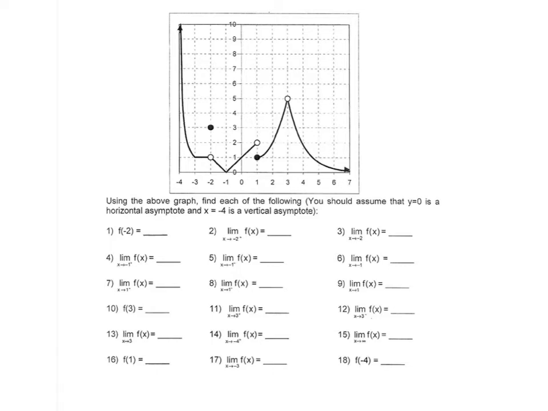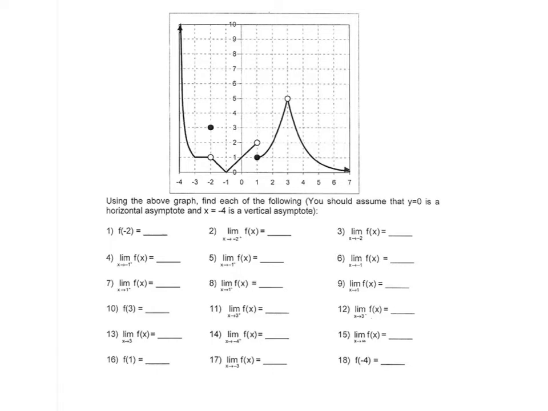Okay, hopefully you've done all of them and you've got some answers here. Let's start working through them. So question number 1 says f of -2. Okay, that's actually not a limit. It's just saying what is the value of f of -2? What is the value of the function at -2?